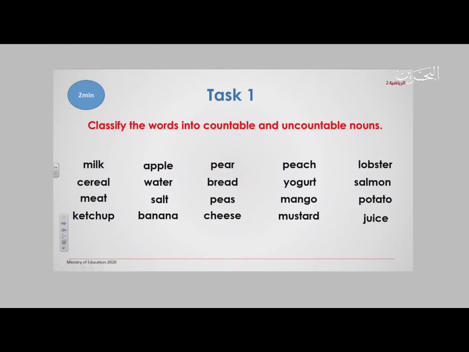I'll give you 2 minutes to think about these nouns and try to classify them into 2 groups.